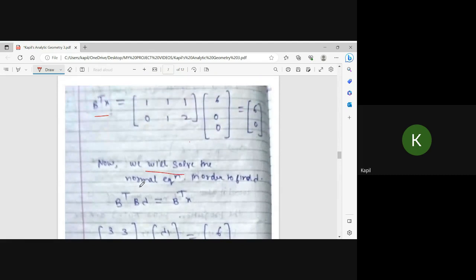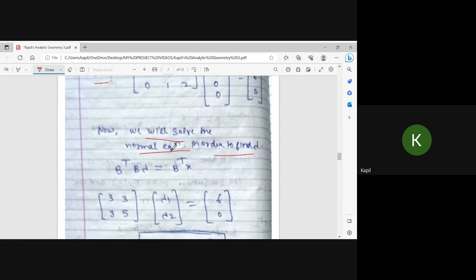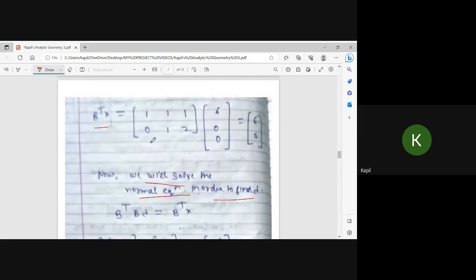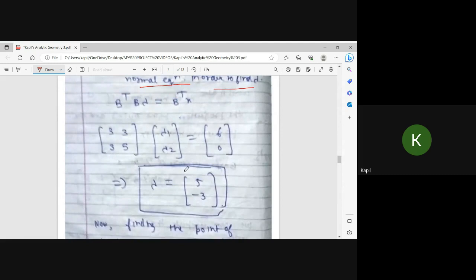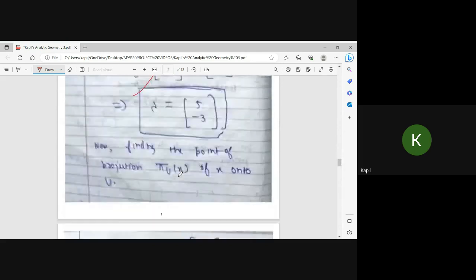And we will find B transpose B, which comes out to be a square matrix, and B transpose x. Now we are going to solve this normal equation in order to find the coordinate lambda, as we have discussed previously. We also know that B transpose B inverse is called the pseudo inverse also. So we can put the value of B transpose B and all the things, and we will get the matrix of our coordinates lambda.